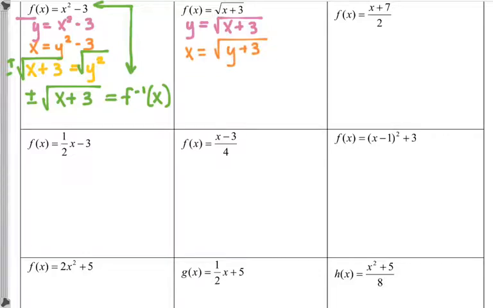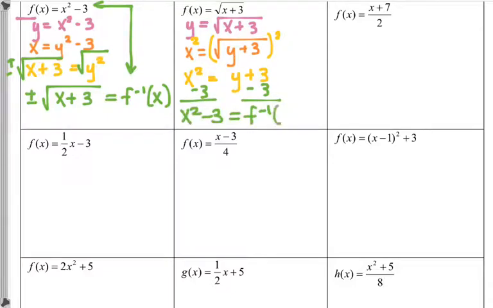Now I can't subtract 3 from both sides until I get rid of this square root. To get rid of the square root, we're going to square both sides. And I get x squared equals y plus 3. And now I'm going to subtract 3 from both sides, which you can probably do in your head. And we get x squared minus 3 equals f inverse of x.